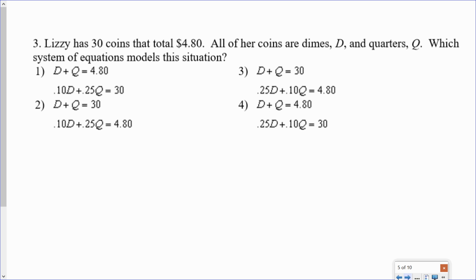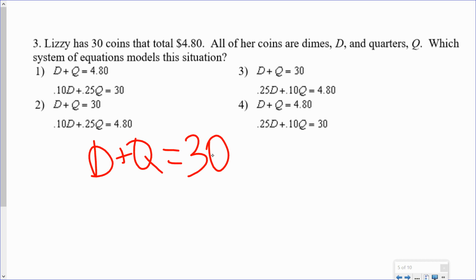Okay, Lizzie has 30 coins, a total of 480. So there's going to be two equations, one for the coins, one for the money. Let's start with the coins. She has dimes and quarters. So your first equation is almost always x plus y equals. In this case, it's d plus q. The dimes and the quarters must add to equal the total number of coins, which is 30. There's no money in this equation. It's just the items. It's the number of coins.